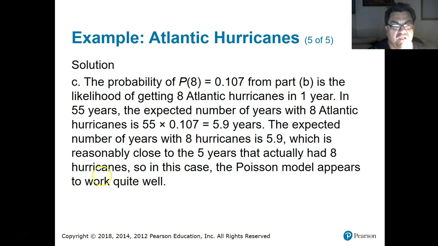The probability 0.107 is the likelihood of getting 8 Atlantic hurricanes in 1 year. In 55 years, the expected number of years with 8 Atlantic hurricanes is 55 times 0.107, or 5.9 years. The expected number of years with 8 hurricanes is 5.9, which is reasonably close to 5. Actually about 0.9 off, but we'll take that. And so in this case, the Poisson model appears to work.